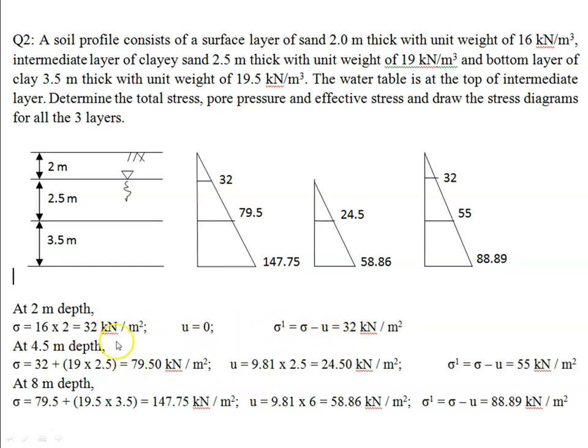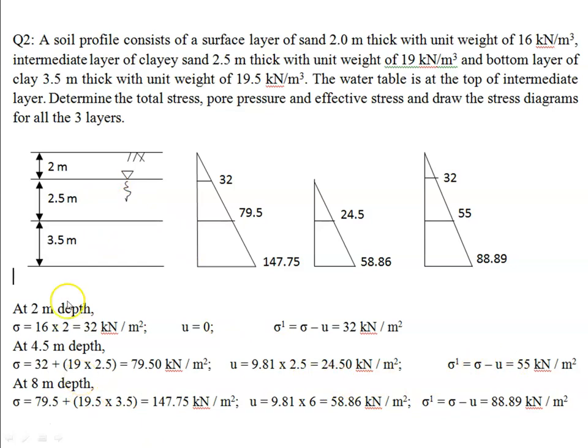By taking the difference, we can find the effective stress. Then at 4.5 meter depth, that is total weight of soil above this level. Above this level, the total weight is weight of the first layer and weight of second layer. So weight of first layer is 32 plus weight of second layer is unit weight of soil in that particular layer multiplied by thickness of this layer, so that we can find the total stress. Then pore water pressure. At this level, what is the weight of water above it? It is 9.81 into 2.5.